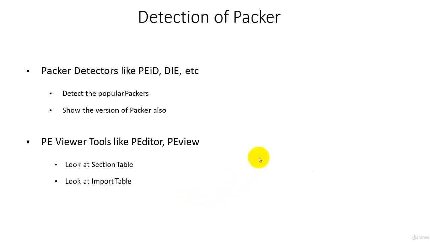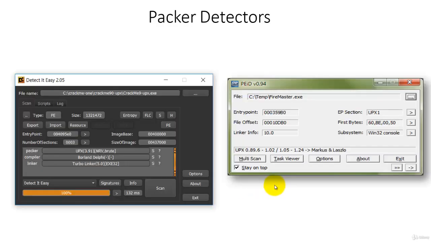Detection of packer. There are packer detectors like PEiD and DIE. These detectors can detect popular packers and also show the version of the packer. And there are also PE viewer tools like PE Editor and PE View. Two examples of screenshots of packer detectors: Detect It Easy on the left and PEiD on the right.